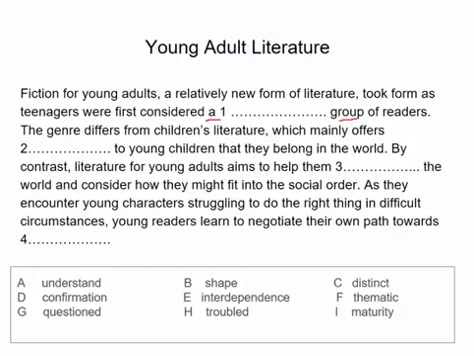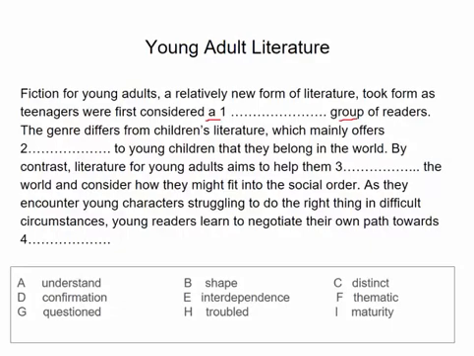Okay, how about number 2? The genre differs from children's literature, which mainly offers blank to young children. Well, you might know that offer is a transitive verb. That's a grammatical concept there. It can have an object afterwards, and objects are nouns. So to complete this little phrase, we could say, which mainly offers what? Well, the answer is going to be a noun there. And so we could have a pretty good guess that the answer choice we need to fill in for number 2 is going to be a noun.